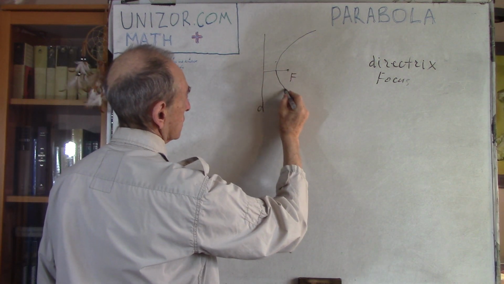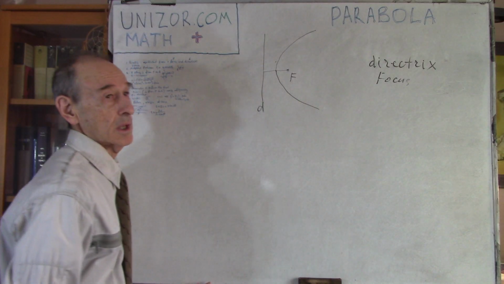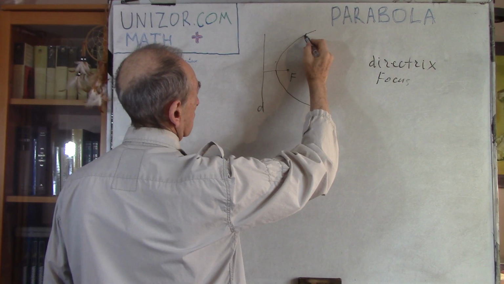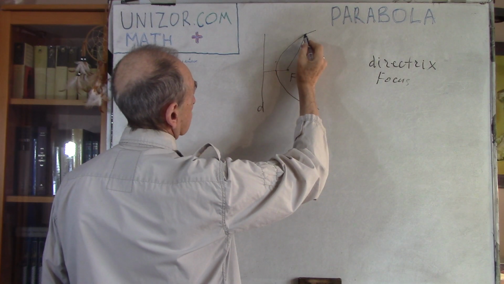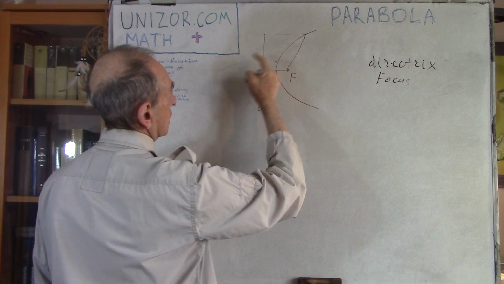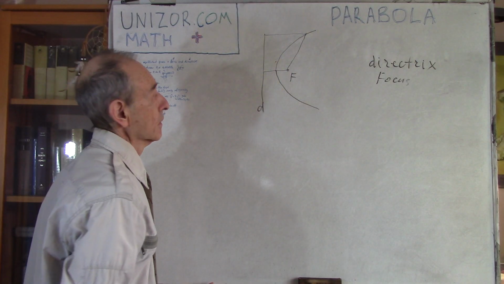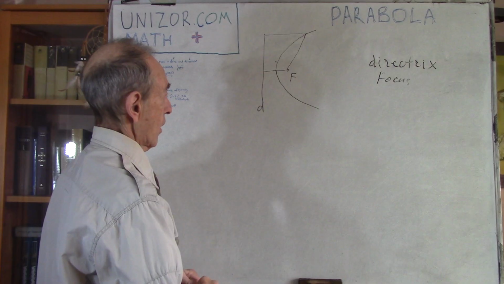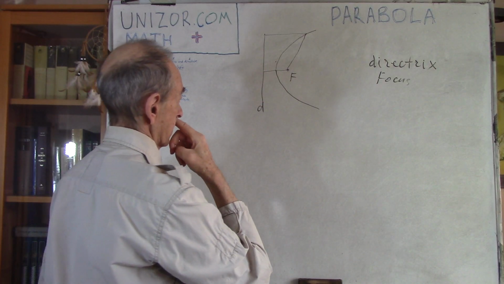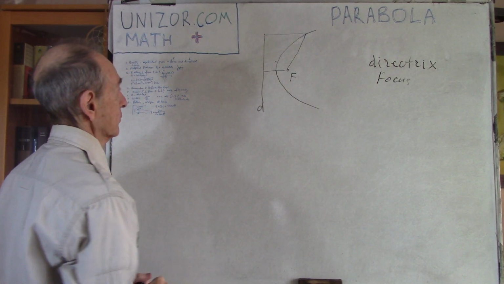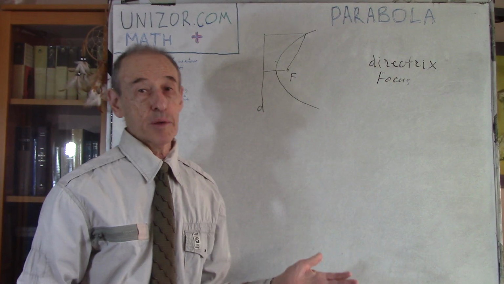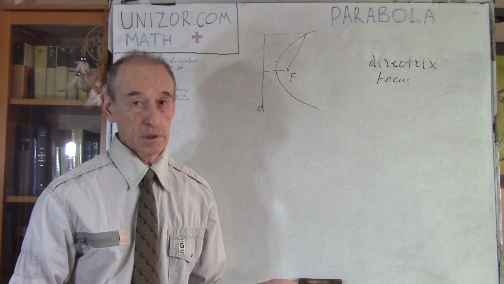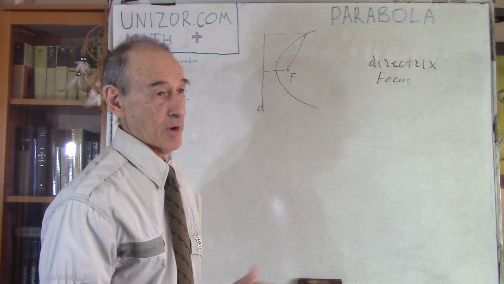And similarly here, symmetrical. So that would be the parabola. And the distance from this point to this, and from this point to this is perpendicular, is the same. So that's how you draw a parabola. Okay. So that's number one. Now we have to come up with some kind of equation in Cartesian and polar coordinates of this parabola.